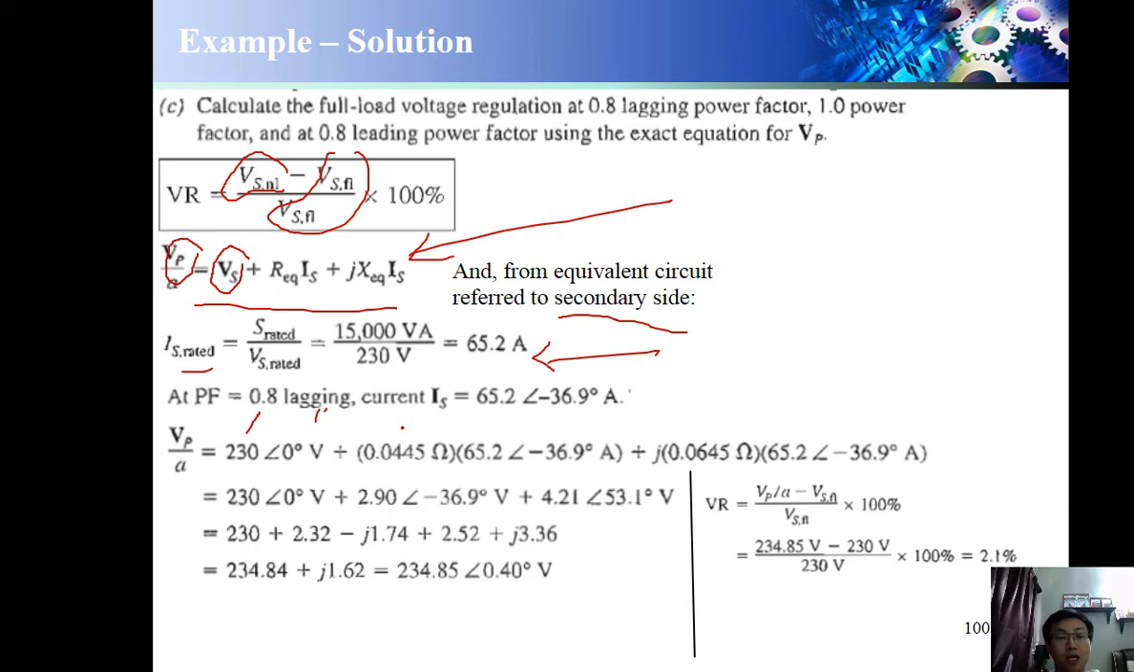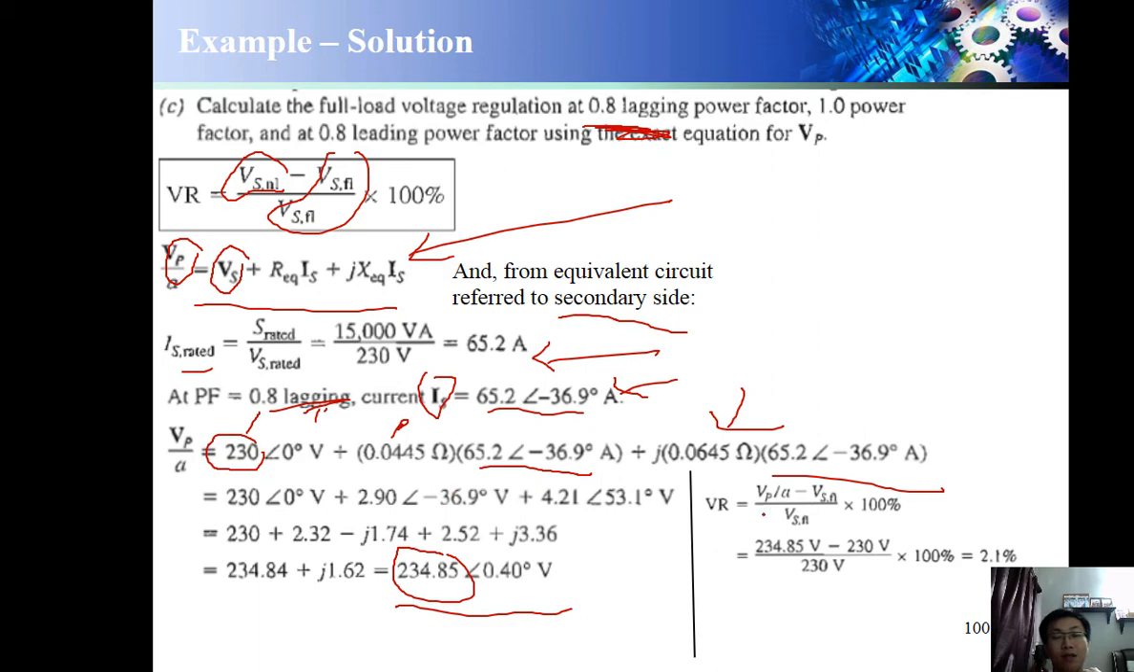Okay, for this equation, this one is calculated. This one also, this one is from IS. Lagging is given here. Okay, lagging power factor. This one is calculated, and then this one from here. Then we want to pop up, then we get this one. So in order to find the voltage regulation, we use this one minus this one, divide by this one, times 100%. Then we get 2.1%.